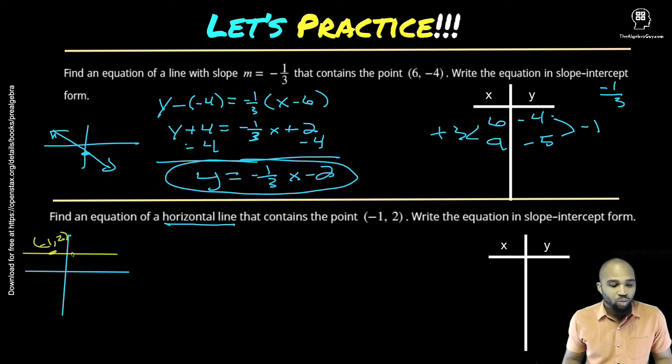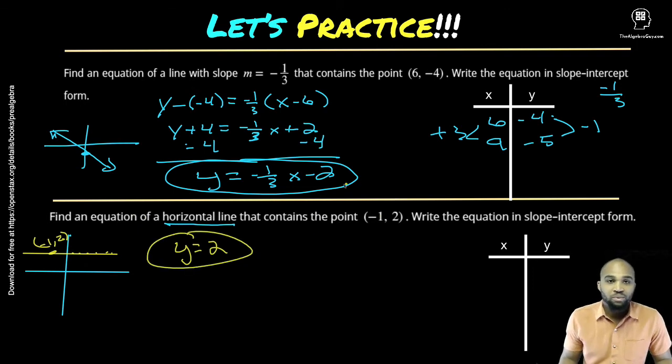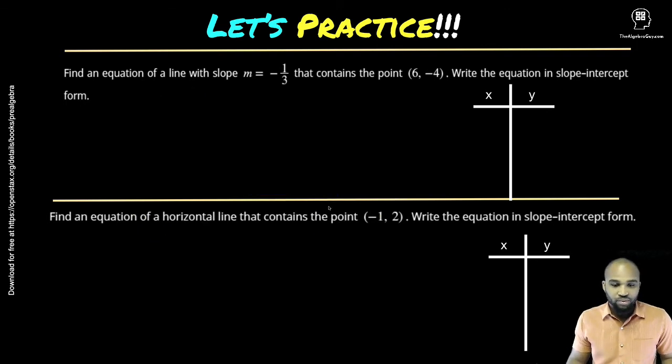Well, no matter what point, every point on that line has something in common. All the y values are going to be 2. This is going to be (1, 2), (2, 2), (3, 2), (4, 2), (5, 2), (-1, 2), (-3, 2). So the equation of that line is going to be simple. It's going to be y equals 2, because every point on that line has a y value of 2. So that's it. That's all you have to show there. That seems more simple than you would imagine, but there's nothing else you can do.